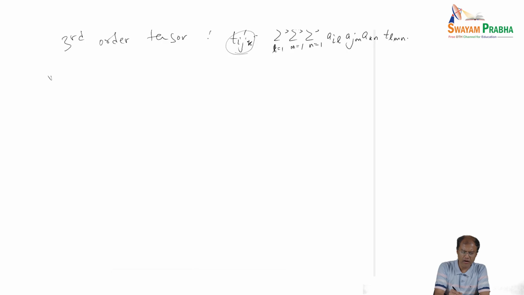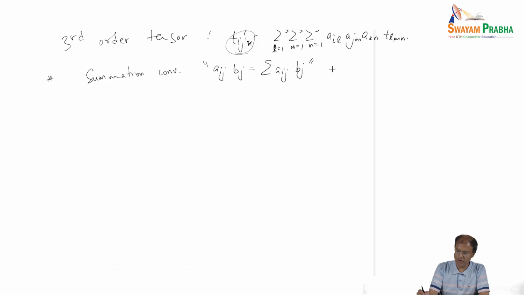Now one thing in all our discussion, we will not adopt a summation notation. So what I mean is, the summation convention, aij bj meaning summation aij bj, is not going to be adopted, right?